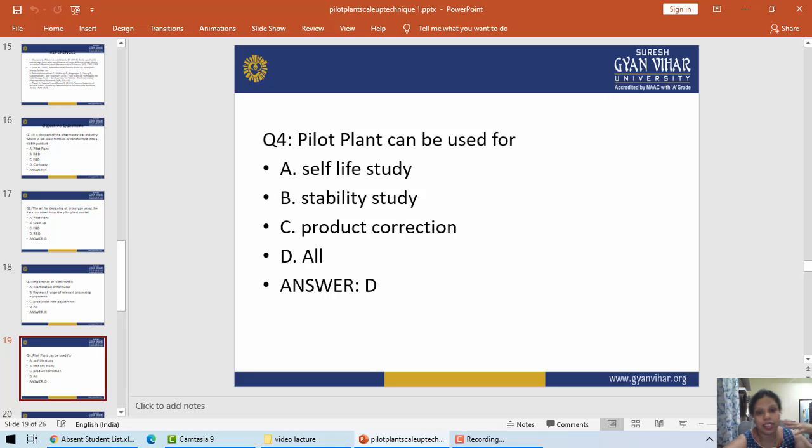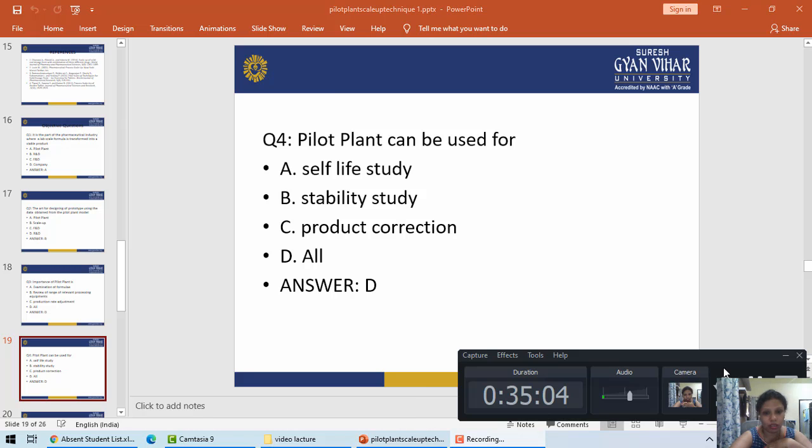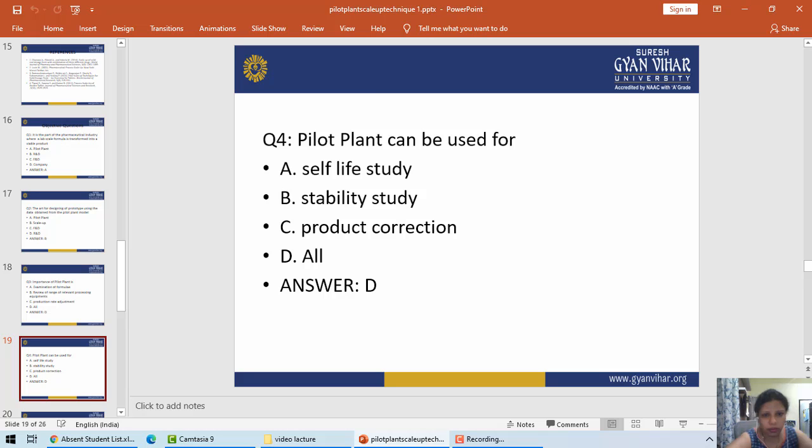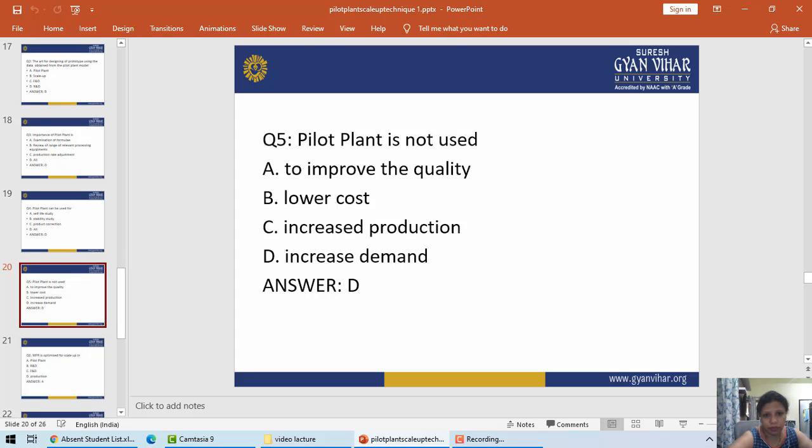Next is: pilot plant can be used for. Again we have discussed the uses of pilot plant. Shelf life study, yes, we can find out the shelf life by using this. Second is stability study, yes, we can use it for the stability study. Production corrections, yes, we can do that too. And the last one is all, so the answer is all. Next is: pilot plant is not used. Okay, now here the word not is there.